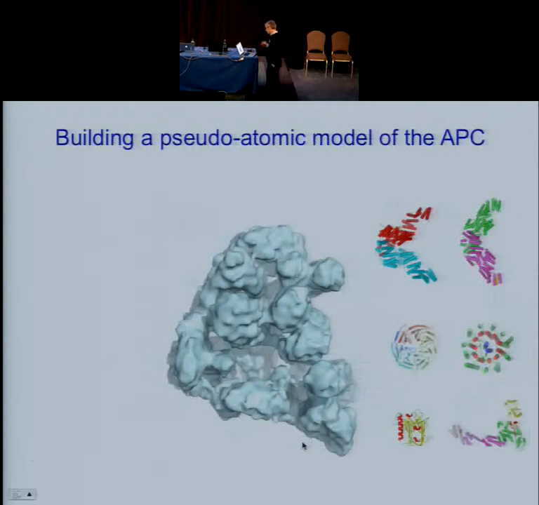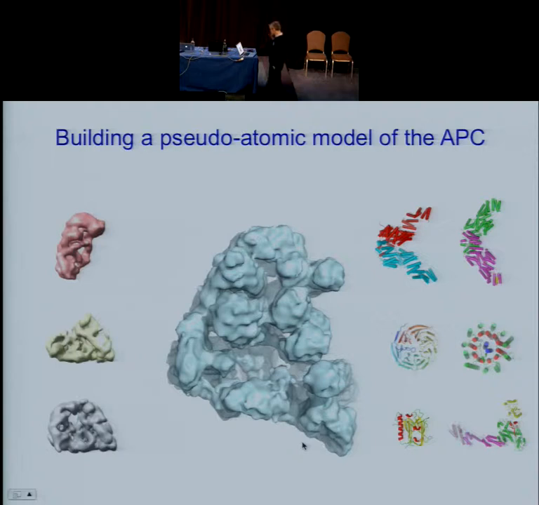So the question is, how do we interpret this EM structure, and how do we generate a pseudo-atomic structure? How do we locate the atomic models of APC subunits within this EM-derived electron density map? We used three approaches to locate APC subunits into the map. The first approach was to generate subcomplexes of the APC which lack defined subunits. Then, by comparing the structures of these subcomplexes, also determined by electron microscopy, with the holo complex, the different densities can be assigned to the missing subunits. This is a way to assign regions of the electron density to specific subunits.